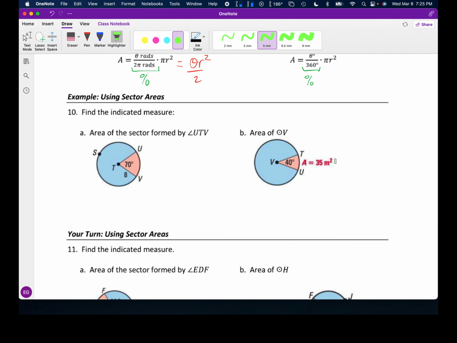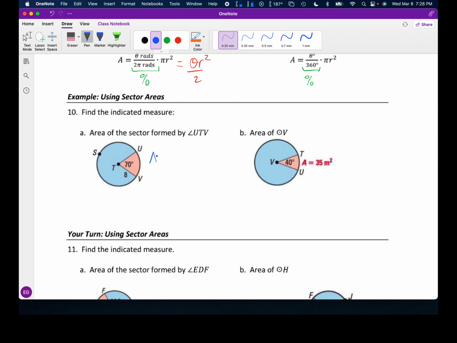So when I get down here, it's asking me to find the area of the sector formed by the angle UTV. Remember, when there's 3 letters, the center one is where the vertex of the angle is. So this is angle T. And since it went from V, T, V, they're talking about the actual 70, not the greater one that goes on the other side. So I'm going to say the area equals the part, 70 over 360, times the area of this circle, so times pi 8 squared.